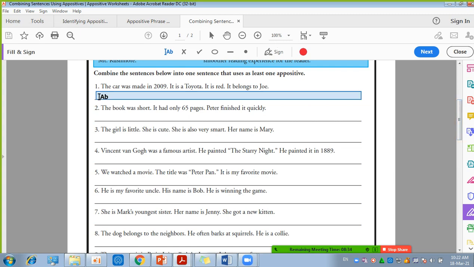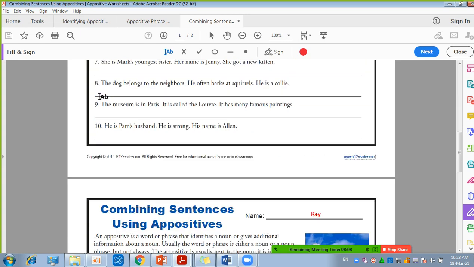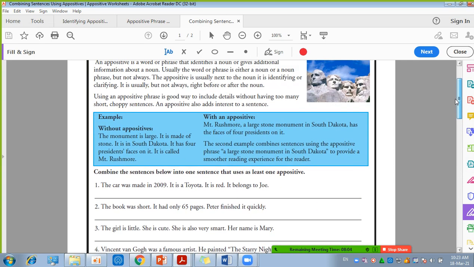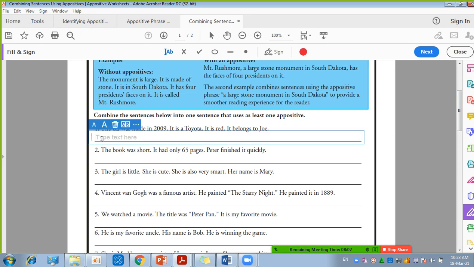The first example, the car was made in 2009. It's a Toyota. It's red. It belongs to Joe. Let's discuss together where the essential or main information is that I should start my sentence with. Which one? This belongs to Joe. Yes, excellent. So I'm speaking about Joe's car. This is the most important thing I should tell my readers about. So I can start by saying Joe's car.